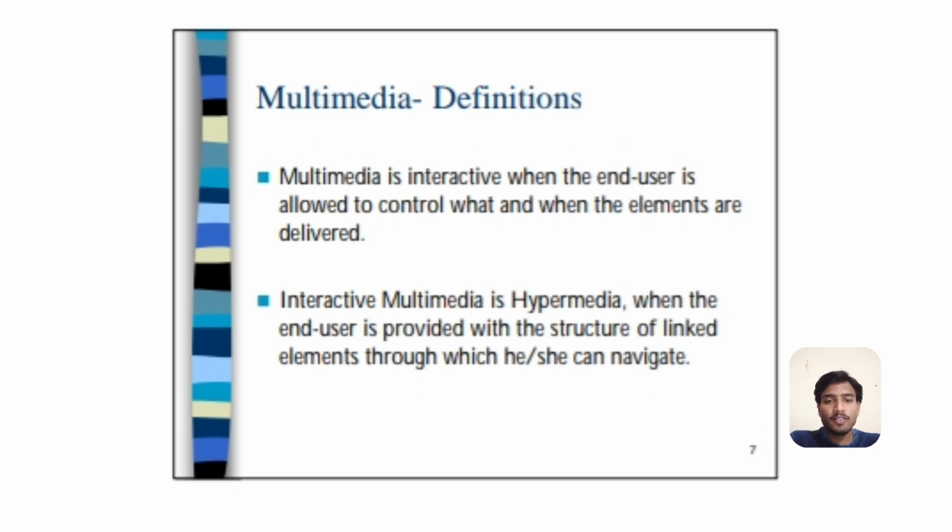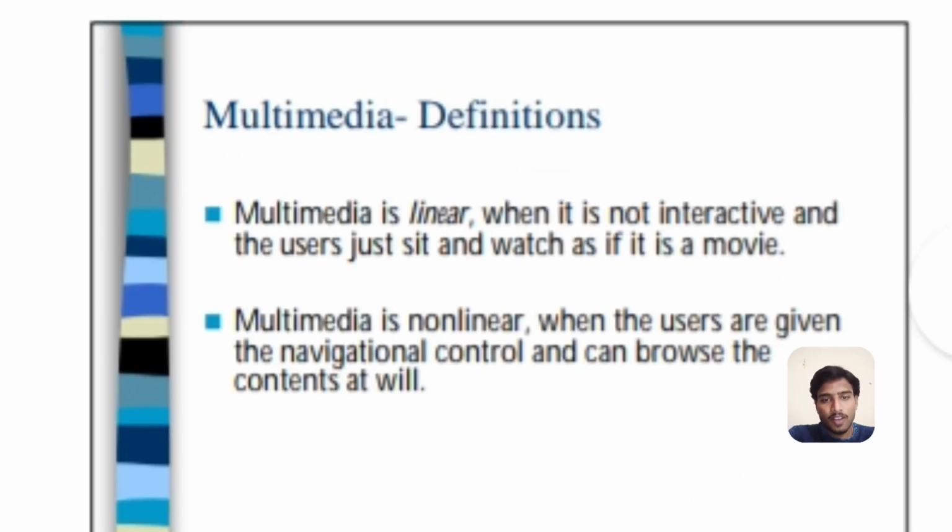Multimedia is interactive when the end user is allowed to control what and when the elements are delivered. Interactive multimedia is hypermedia when the end user is provided with the structure of linked elements through which he or she can navigate. Multimedia is linear when it is not interactive and the users just sit and watch as if it is a movie. Multimedia is non-linear when the user is given navigational tools and can browse the content at will.